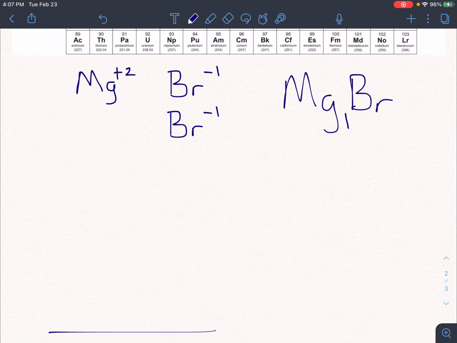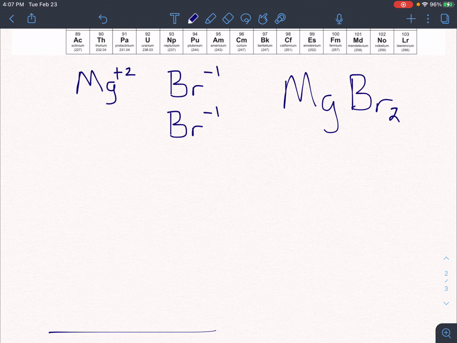First, when we have a 1, we generally do not write the 1. We just leave it blank. So this would be the normal way that we'd write magnesium bromide.